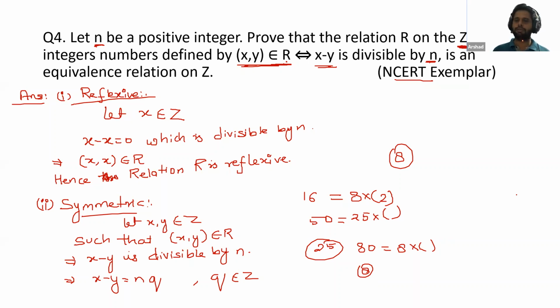Huzefa, Maziha, Atif, is this clear? Yes, sir. Okay, very good. So x minus y is equal to nq. Sorry, please change this one, x minus y. So we will say y minus x. Can anyone tell me what we can write here? If x minus y is equal to nq, then what is y minus x?